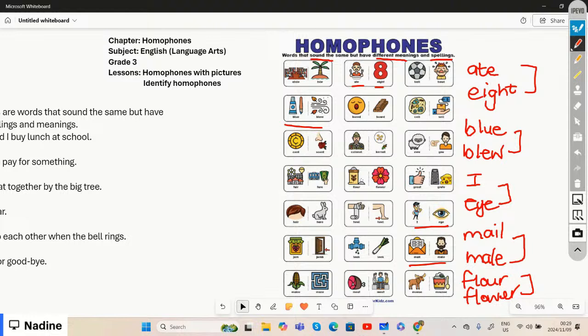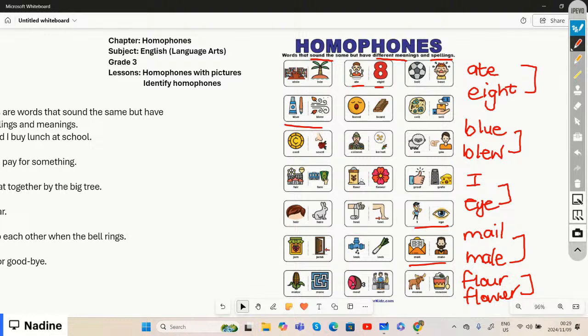So yes, these are homophones. They are words that sound the same, but the spelling of the words and the meaning of the words are different. Yes, well done, male and male.